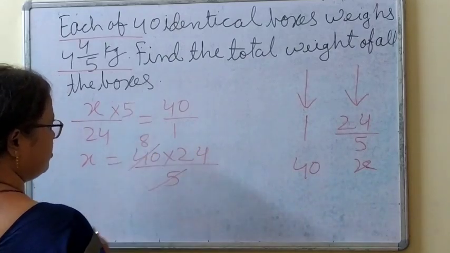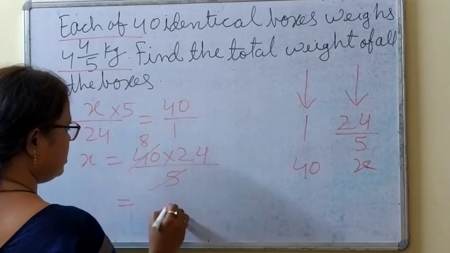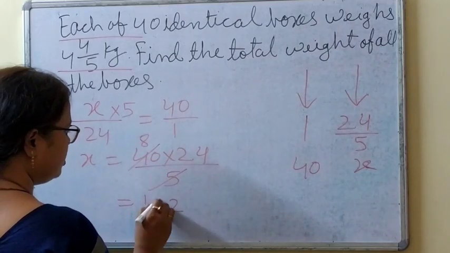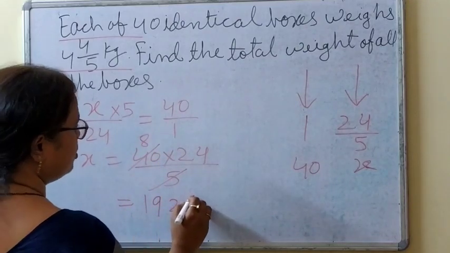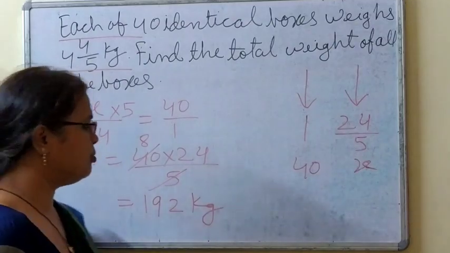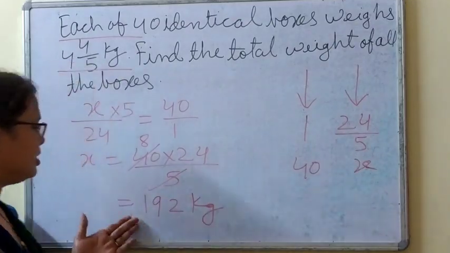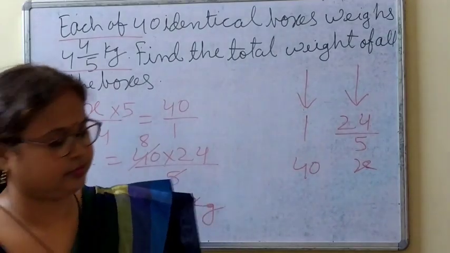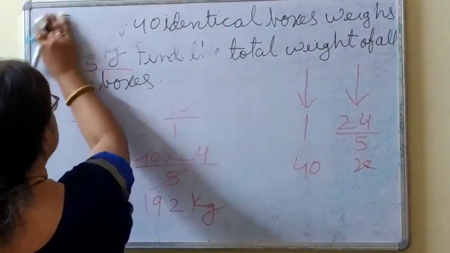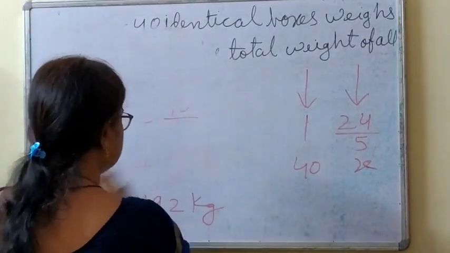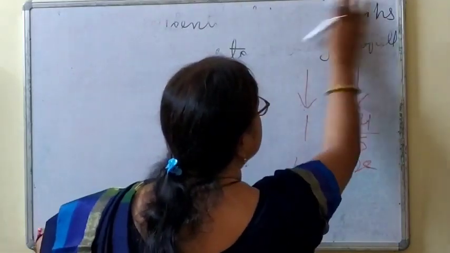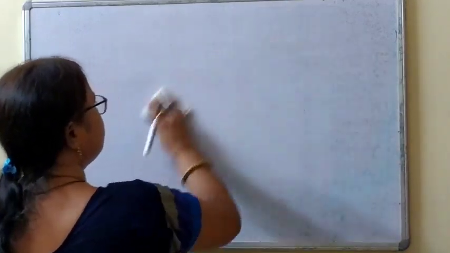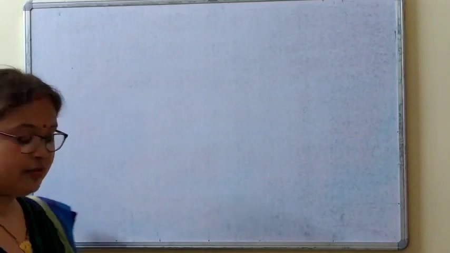5 eights are what? 40. Now 8 fours are 32. 8 twos are 16 and 3 is 19, so 192 kg. Means the weight of 40 boxes will be what? Yes, 192 kg. Okay. Now let's solve another question. This is very easy, you know. When you solve by using the arrow method, you don't have to write the statement and things go very fast.